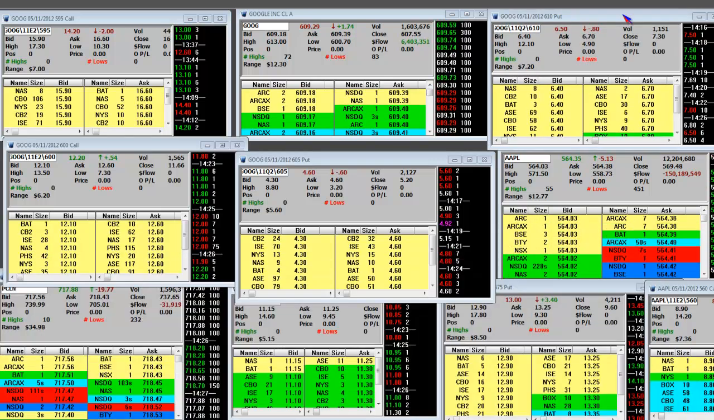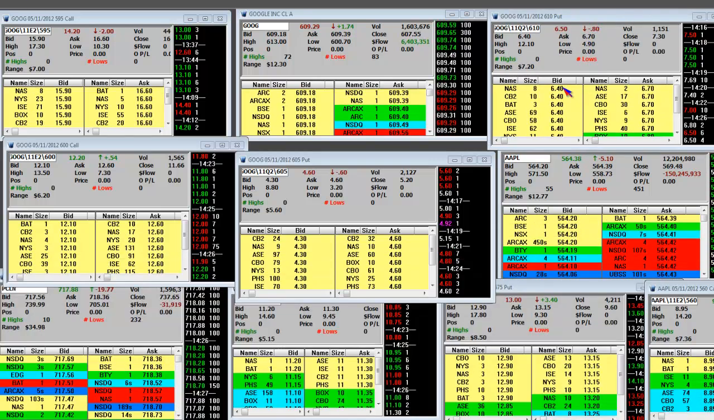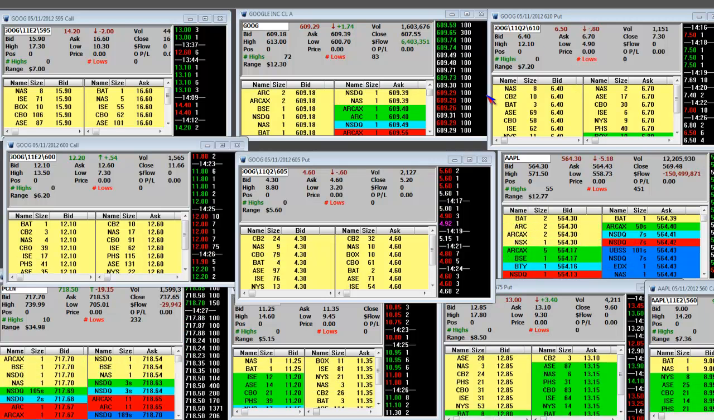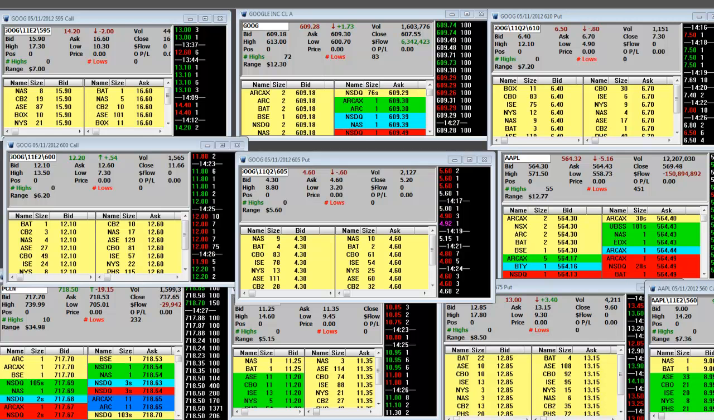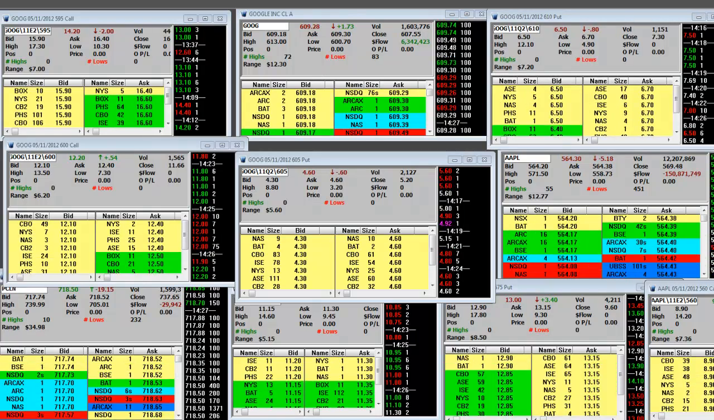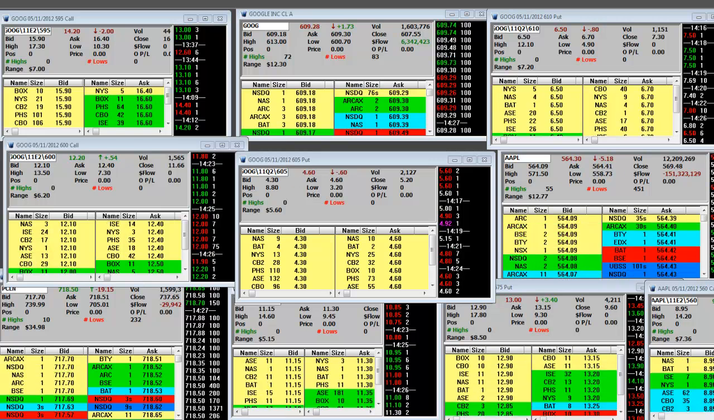The 610 put, yes, I'd love to steal this tomorrow morning. I would. I'd like to steal the 610, and let me tell you something else. The 615 might come into place as well tomorrow morning on a gap up sequence.